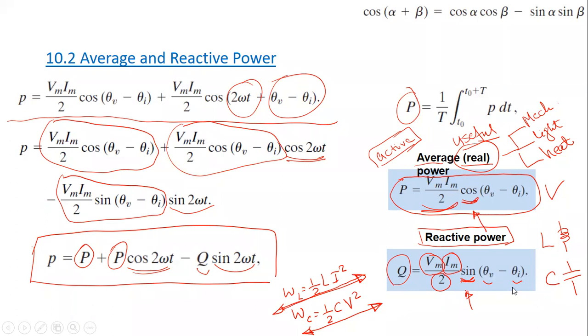Electric fields in the capacitor, magnetic fields in the inductor, and they cannot be converted to either mechanical energy, light, or heat. So this is why they are called reactive. While active or real or useful power can be converted to three types, which are mechanical energy, light, or heat. Any questions, please, on this slide?